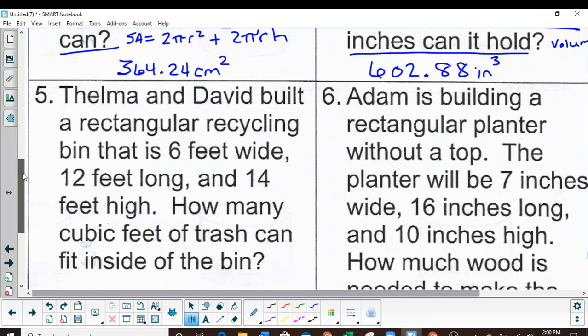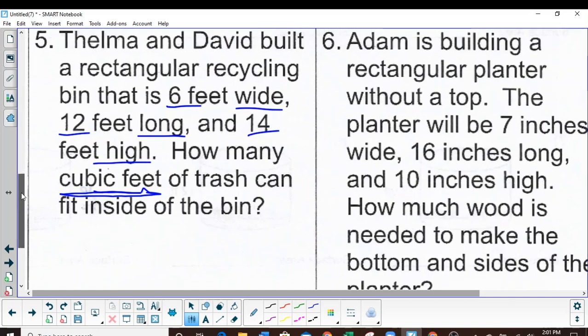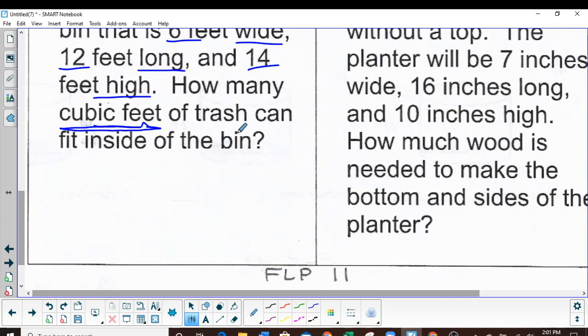Number 5. Thelma and David built a rectangular recycling bin. So we're talking about a rectangular prism. 6 feet wide, 12 feet long, 14 feet high. How many cubic, right there, it gives it away. Cubic feet, because volume is the only thing in cubic feet, the surface area is in square feet, of trash can fit, another word again, inside of the bin.